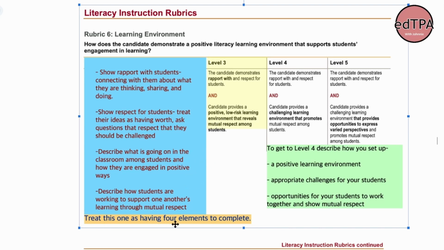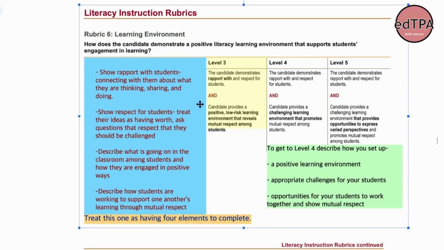So I suggest that there are 4 elements to complete here. Use this as a checklist. To get to level 4, the candidate demonstrates rapport with and respect for students. Candidate provides a challenging learning environment that promotes mutual respect among students. So less passive, more active. To get to level 4, describe how you set up a positive learning environment, how you set out appropriate challenges for your students, and how you purposely set out opportunities for your students to work together to show mutual respect.